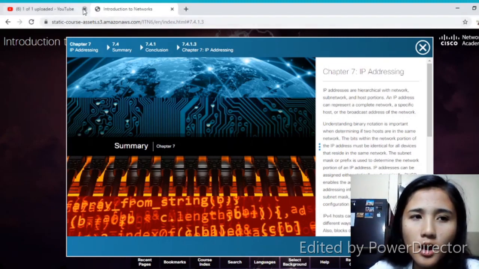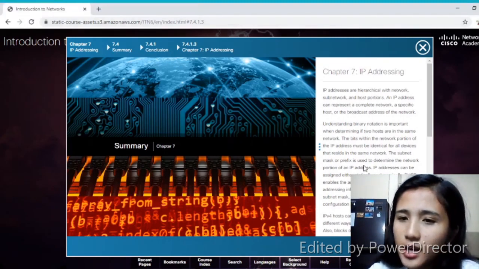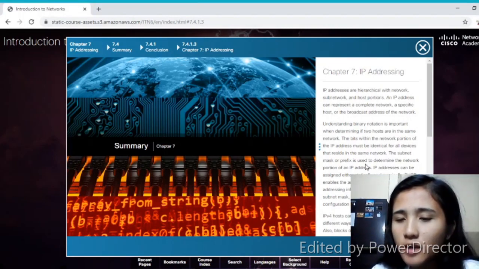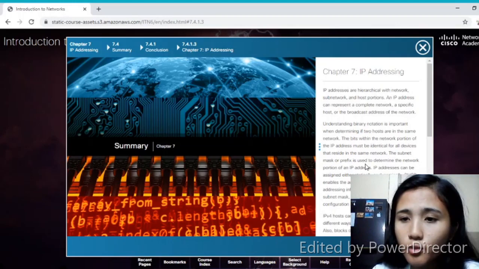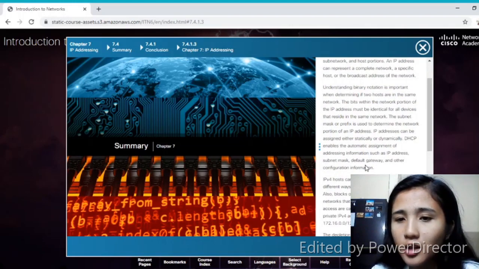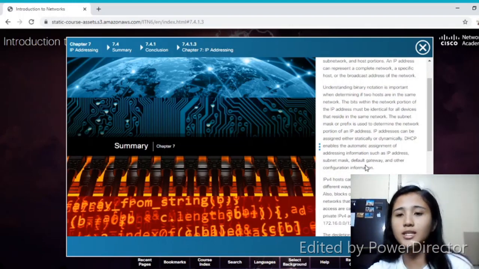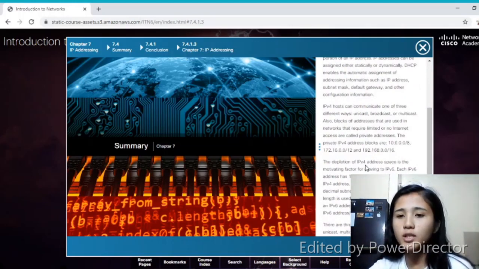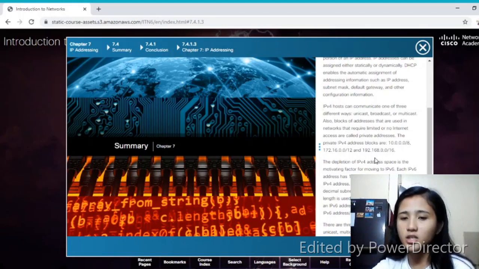So, IP addresses are hierarchical: network, subnetwork, and host portions. An IP address can represent a complete network, a specific host, or the broadcast address of the network. Understanding binary notation is important when determining if two hosts are in the same network. The IPv4 host can communicate in one of three different ways: unicast, broadcast, and multicast. Also, blocks of addresses that are used in networks that require limited or no internet access are called private addresses.